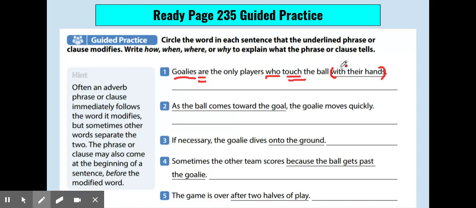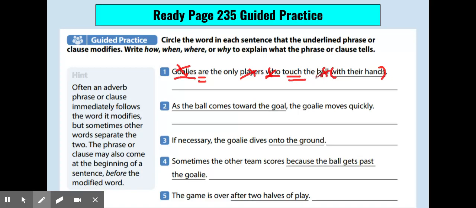Remember, you've got questions you can ask. How, when, where, or why. So it cannot describe a noun or a pronoun. It has to describe a verb, an adjective, or another adverb, which means we can cross this out. They can't describe that. It also can't describe the players, can't describe who, it can't describe the word ball. So that leaves us with are, only, technically, touch. That's also because it can be a verb.